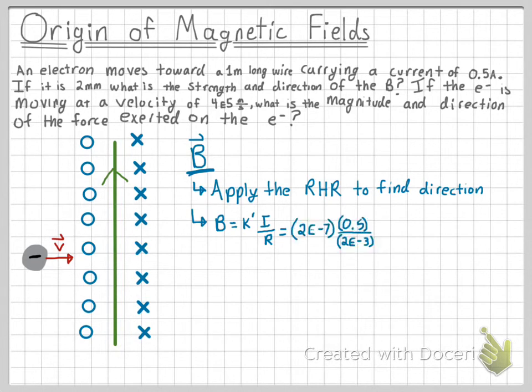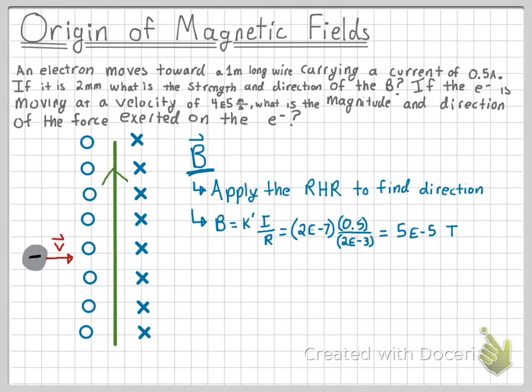Now let's find the strength of the magnetic field using our new equation. Our constant is 2 times 10 to the negative 7th. The current is 0.5 amps, and the distance away is 2 millimeters, which is equal to 2 times 10 to the negative 3rd power. This together equals 5 times 10 to the negative 5th Teslas. So that's our magnetic field right where the electron is.